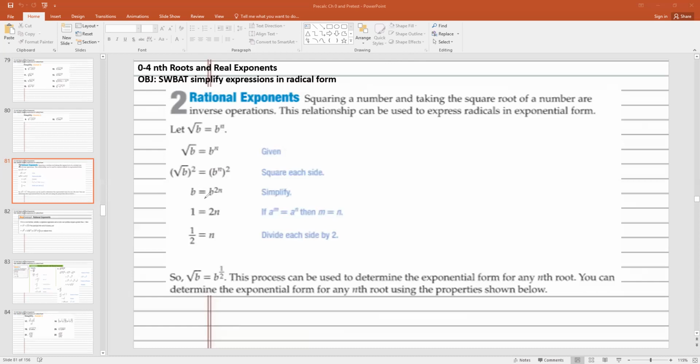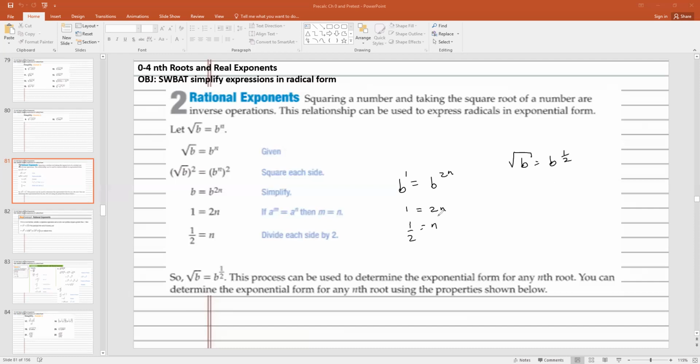Okay. And then if we do that, there's this property here, the same base property. So these have the same base, they're equivalent to each other, which means their exponents have to be equal to each other. They solve for n, and it turns out that n is 1/2. So what they showed is that the square root of b is the same as b to the 1/2 power.